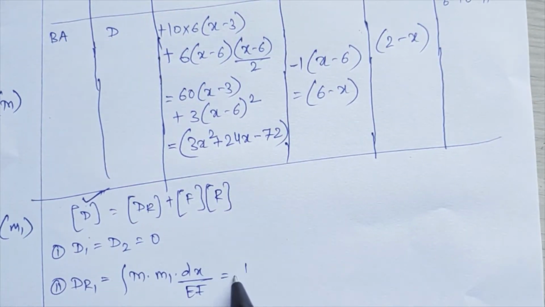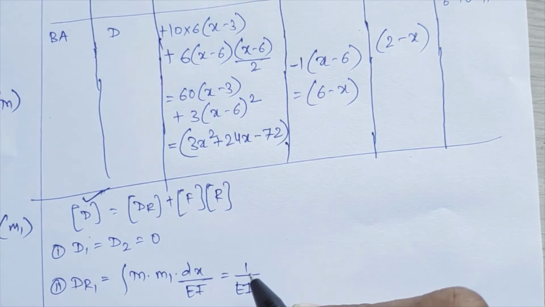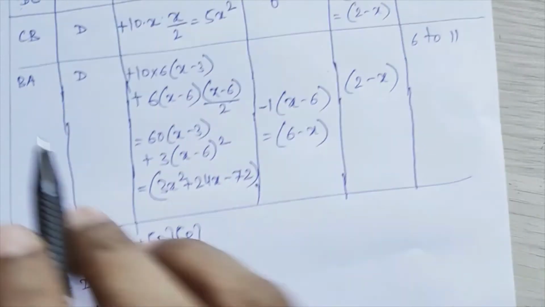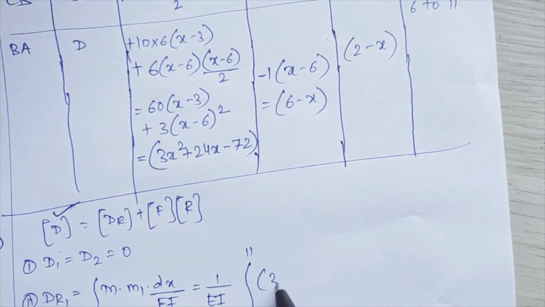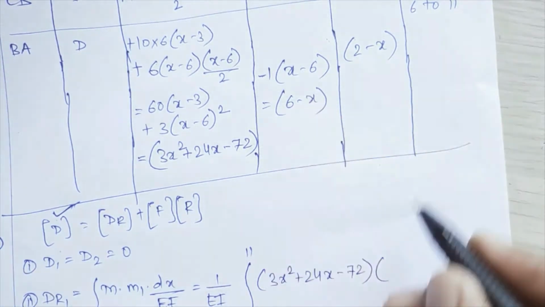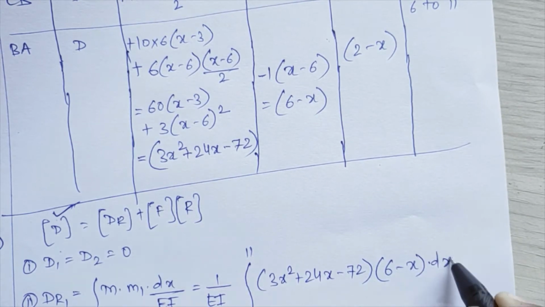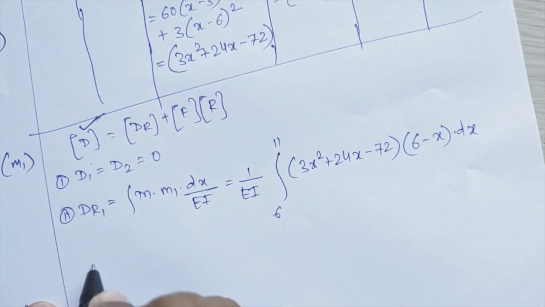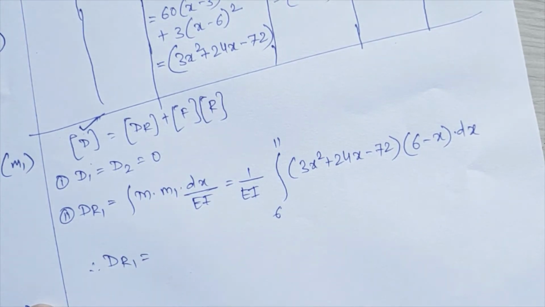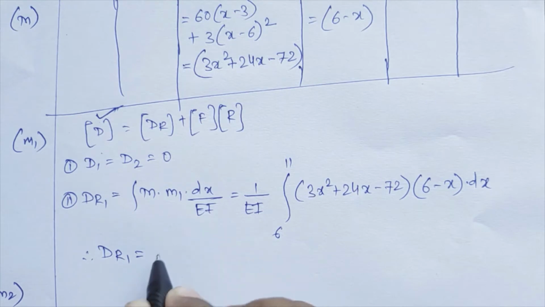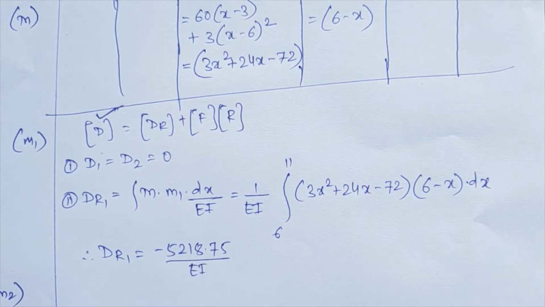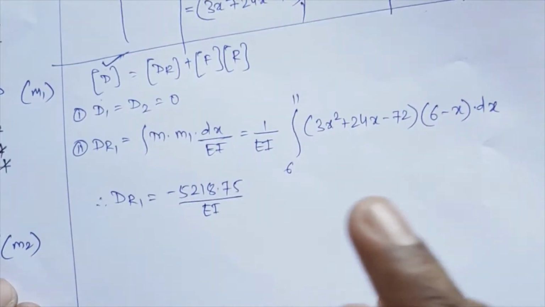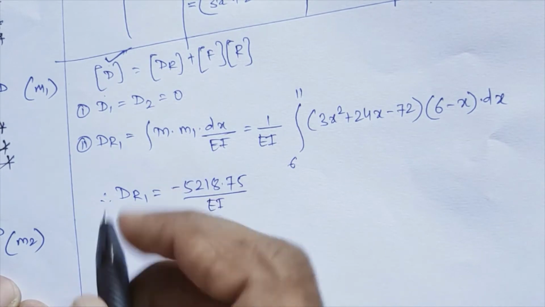EI is constant, so I'll write 1 upon EI outside of the integration sign. Limits of integration for the BA portion are from 6 to 11. The M value is 3x square plus 24x minus 72, multiplied by 6 minus x into dx. If you solve this, I have got dr1 is equal to minus 5218.75 divided by EI. You check this value, how much you are getting: 5218.75 upon EI.